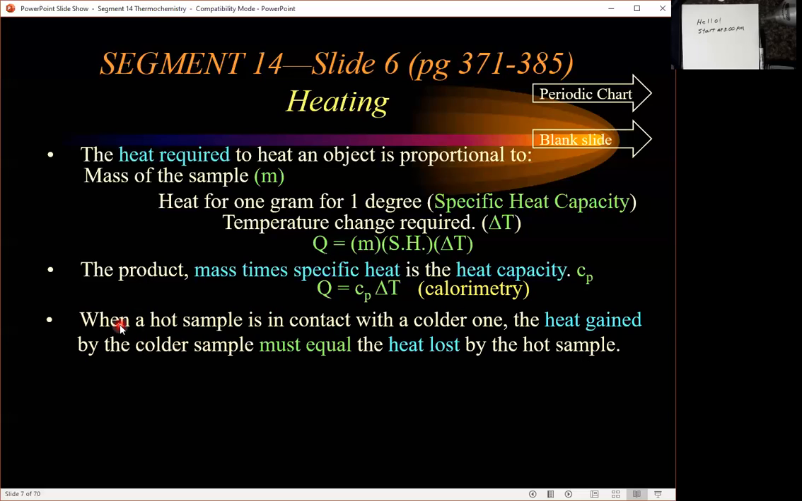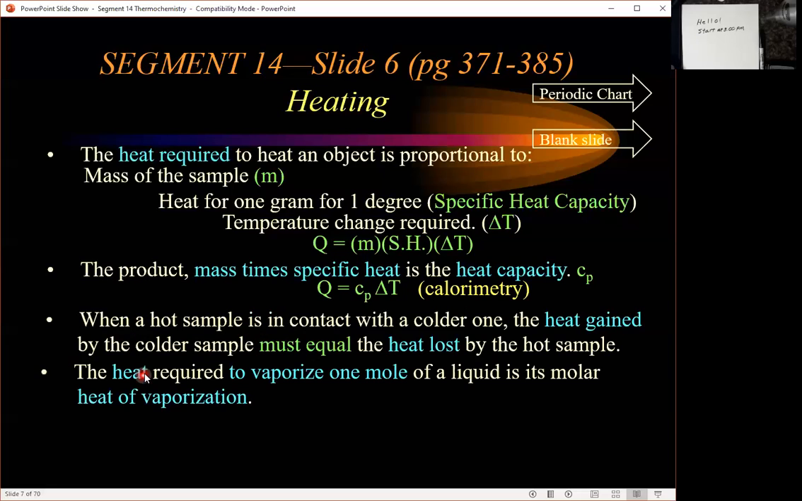Now, when you put a hot object in contact with a colder one, heat's going to flow and there's not a thing in the world you can do about it. You're not going to stop it. It is going to happen. You can't touch two things together without heat flowing between the two if they're not at the same temperature. And that heat will keep on flowing until they both are at the same temperature. So heat that's lost by the hot object is going to be gained by the cold object.